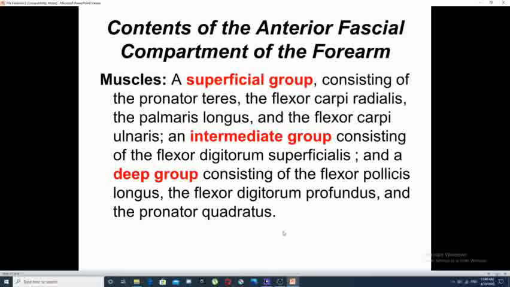There are general rules that will help you to remember these muscle groups. First general rule: most of these muscles are large muscles. They have origin either in the forearm or from the common flexor origin from the medial epicondyle of the humerus, if you remember. This is the first.